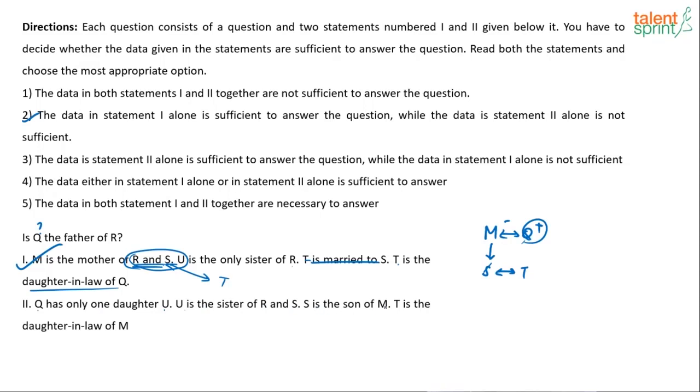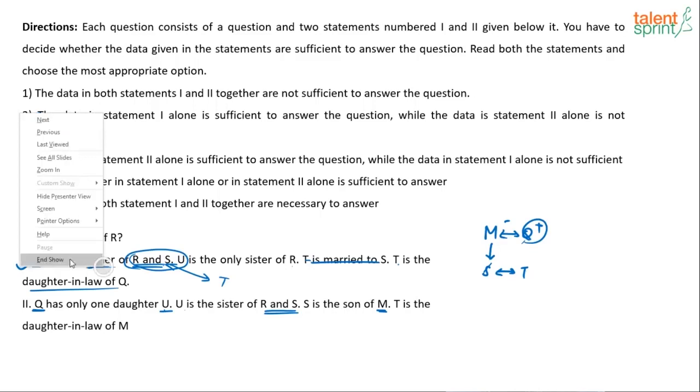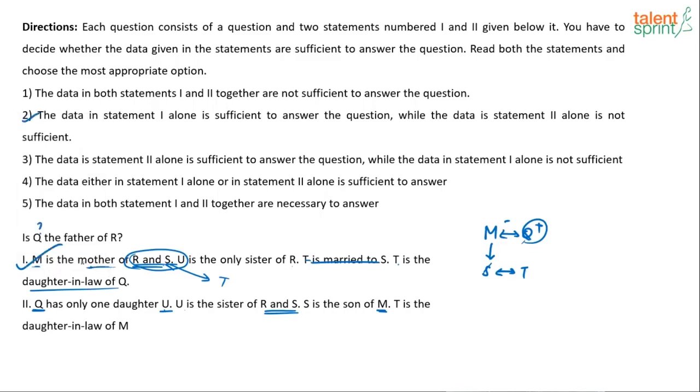S is the son of M. T is the daughter-in-law of M. Now in the whole statement here, while you can visualize the family tree, the only thing you can visualize is Q and M are the parents of U, R and S. But between Q and M, who's the father and who's the mother cannot be established. In statement 1, we could figure out the gender of Q because the gender of M was known. M was mother. And since Q and M were married to each other, if M is mother, Q has to be father. That's how we could conclude.